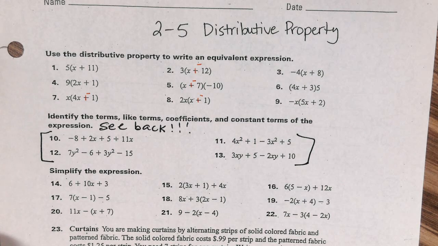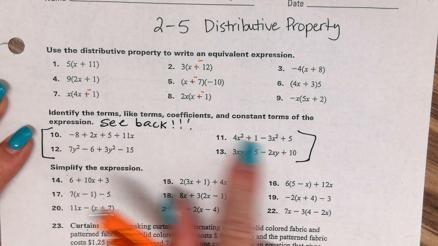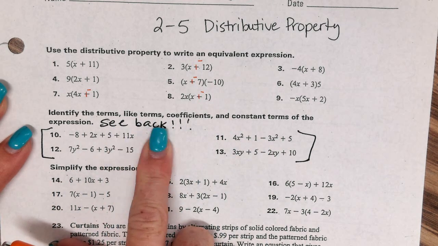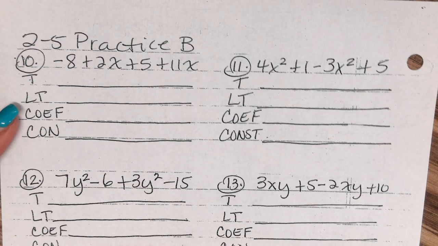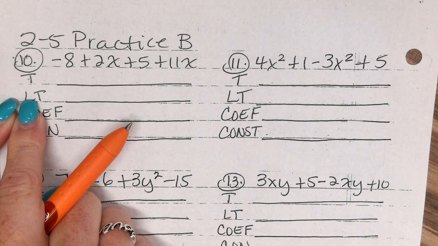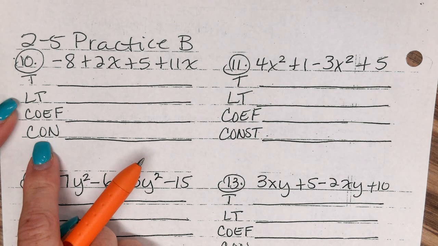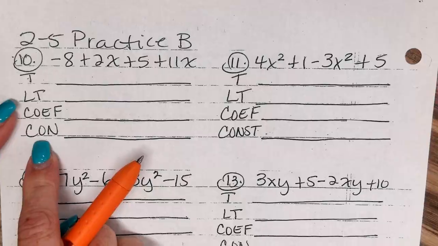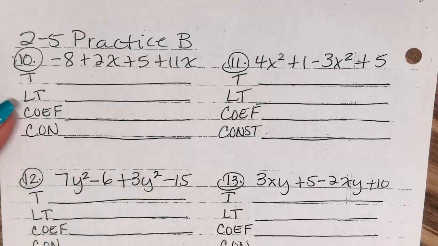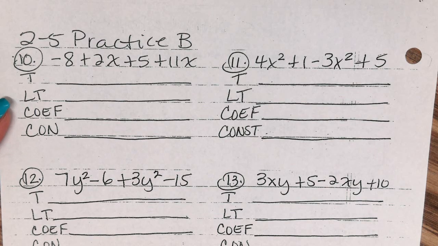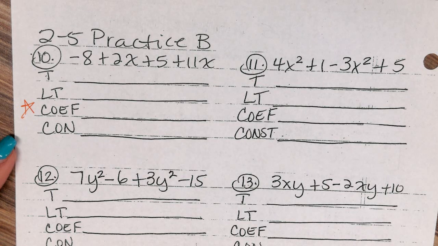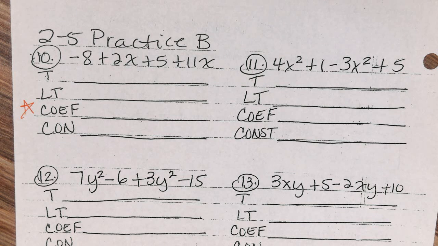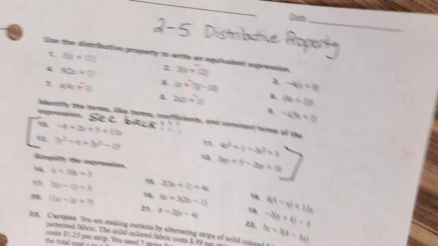On 10 through 13, you can skip it right here. You don't have to put any answers. Where does it say to go? To the back. So I wrote it out for you. These are the ones where you're going to identify the term, the like term, the coefficient, and the constant. So we did this on the second page of your notes. Please use your notes. Okay? For coefficient, right here, put a star. Do not put an x in that answer. A coefficient does not include the x. It's just the number attached to the x. Okay? All right, go back to the front.